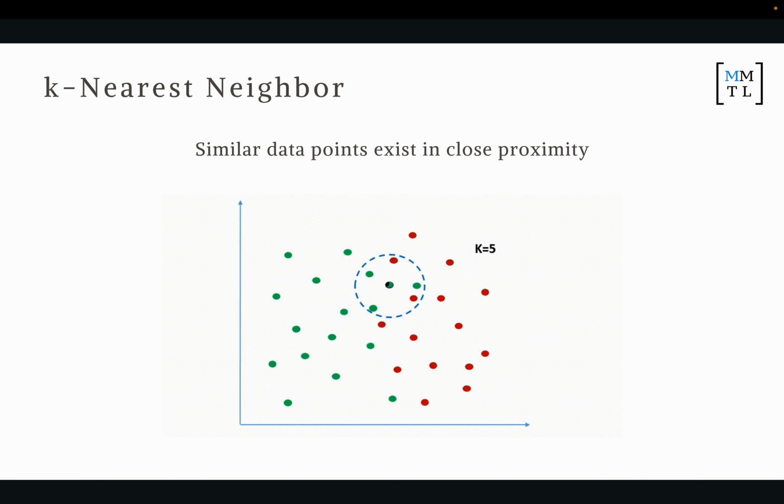K nearest neighbor. So this is when you basically create an algorithm, right, to see what sort of clusters might be around a certain data point, right? So actually go through this GIF here.